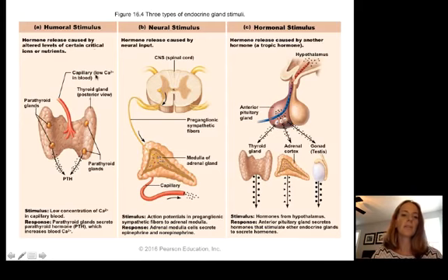So here are some pictures and examples from your textbook. No, actually, this is from a different text. I wasn't crazy about how your textbook did endocrine system, guys, so I chose these from a different one.